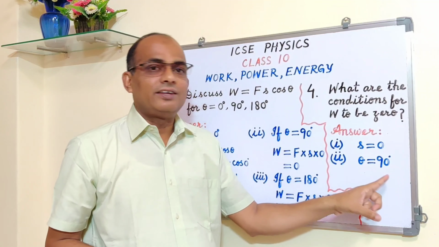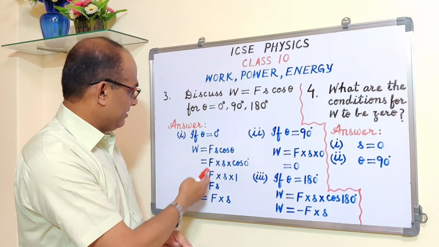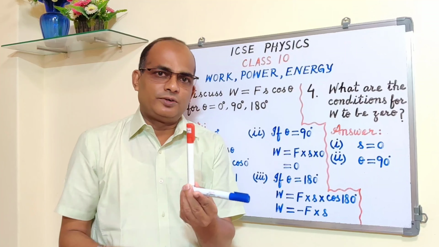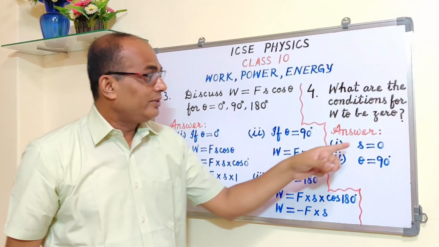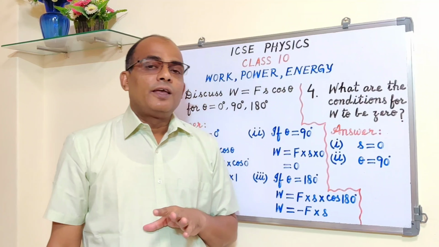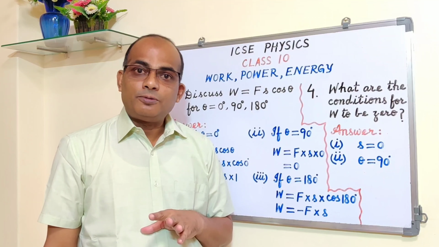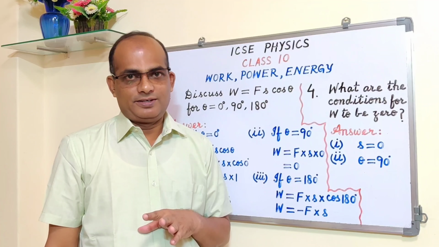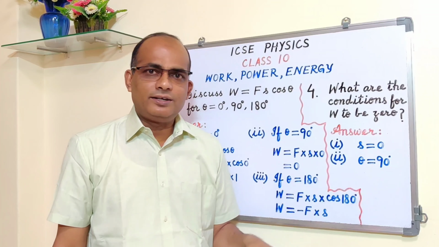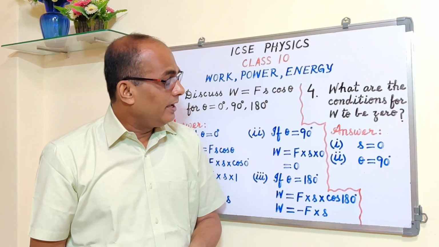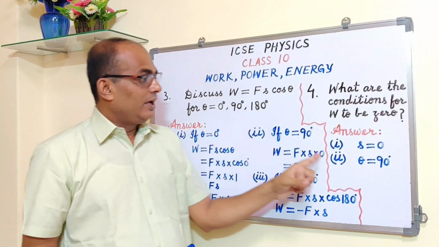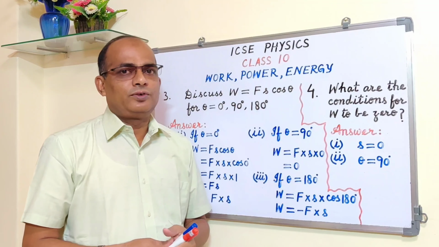These are the two cases: when there is no displacement, that is S equal to 0, or when theta is equal to 90 degrees. That means in this case, theta is equal to 90 degrees, when the displacement and the force are perpendicular to each other. The angle is 90 degrees. All right, so these are the two important conditions. First, when the displacement is zero, so S is equal to zero. And when the force is perpendicular to the direction of the displacement, theta equal to 90 degrees. Remember these two, S equal to zero and theta equal to 90 degrees, and then you can write down in your own words. When S is equal to zero, W is zero. When theta is equal to 90 degrees, then also W is equal to zero.